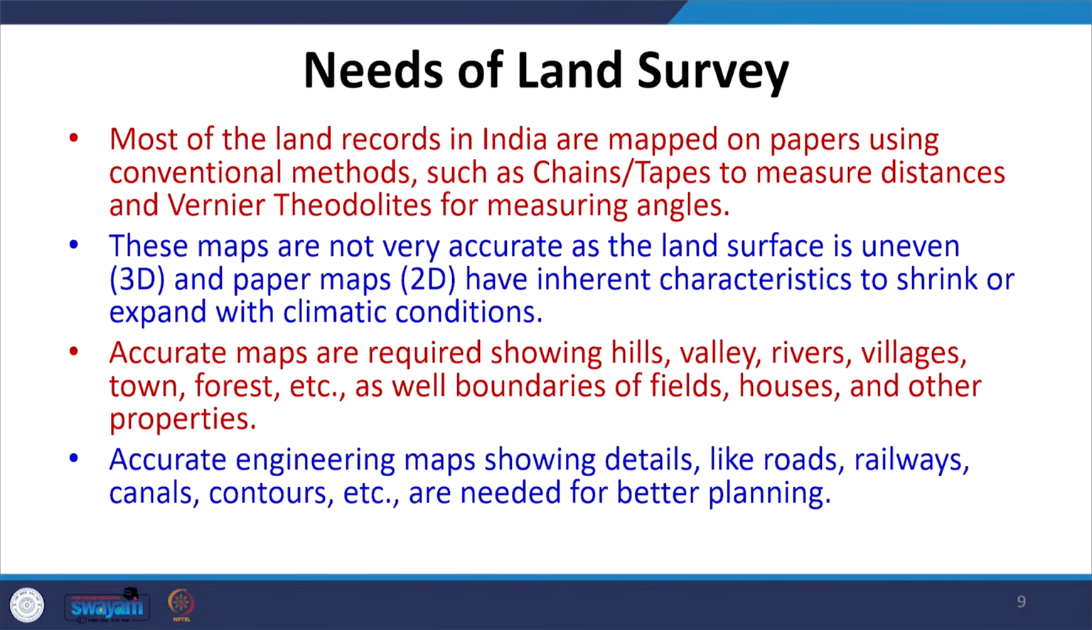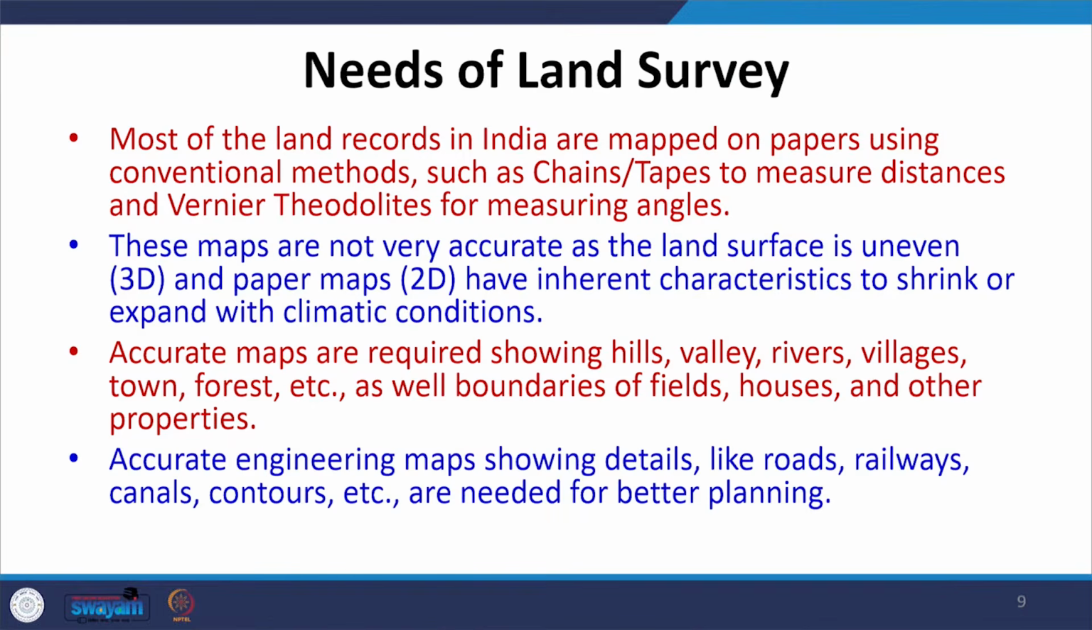Most of the land records, as we know in India, are mapped on paper. So all our earlier maps are available on paper using conventional methods, maybe chain surveying, maybe compass surveying that was used to prepare those maps. Then later on, vernier theodolites were used for measuring the angles. All these equipment have their inherent characteristics. So the maps prepared using those conventional equipment are prone to some kind of error. They are not as accurate as the maps we prepare today by digital methods.